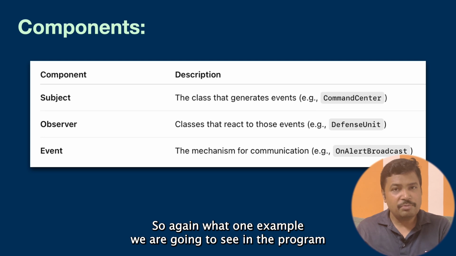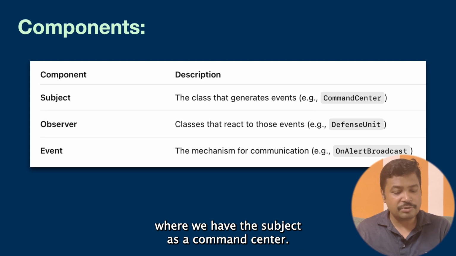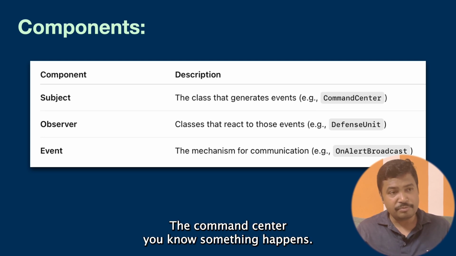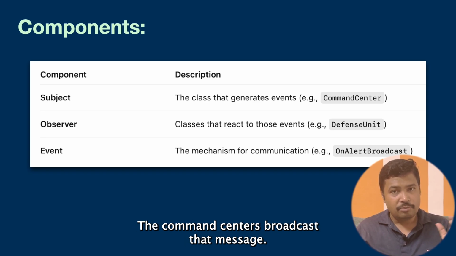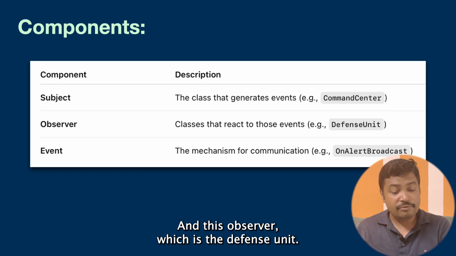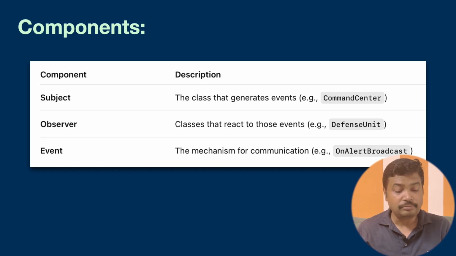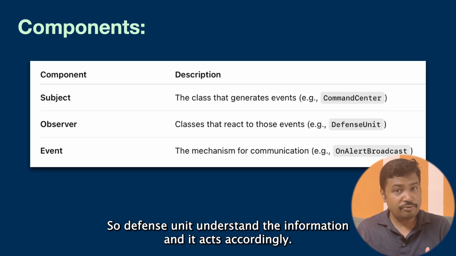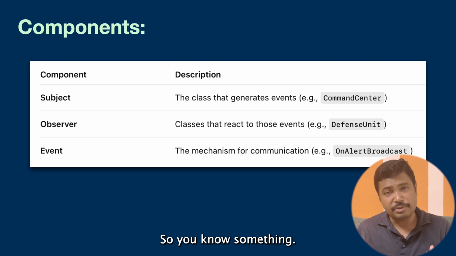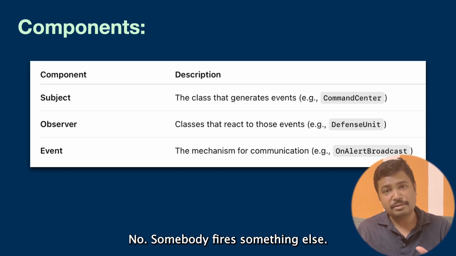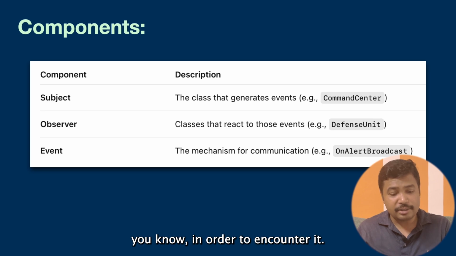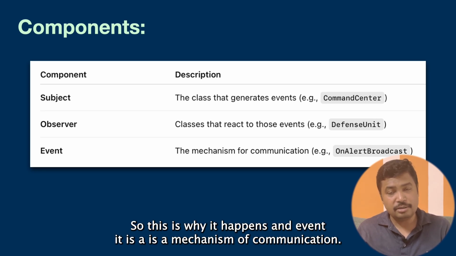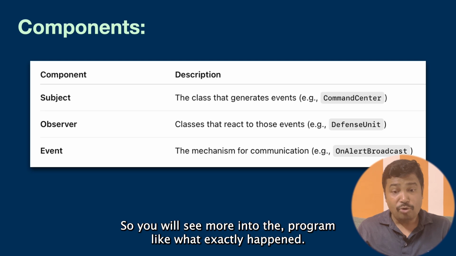Again, one example we are going to see in the program is where we have the subject as a command center. Something happens in border places or any places, and the command center broadcasts that message. The observer, which is a defense unit, understands the information and acts accordingly. If somebody has fired, they will get notified, and again they will fire in order to counter it. So this is where it happens, and the event is a mechanism of communication. We'll see more in the program, like what exactly happens.